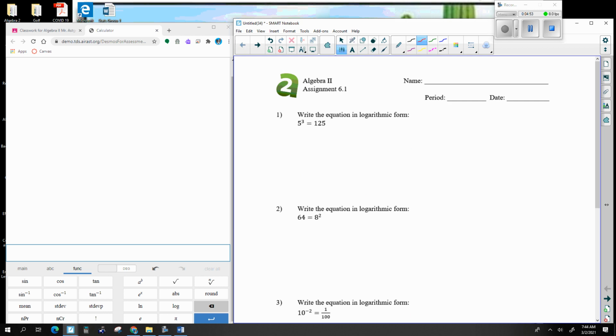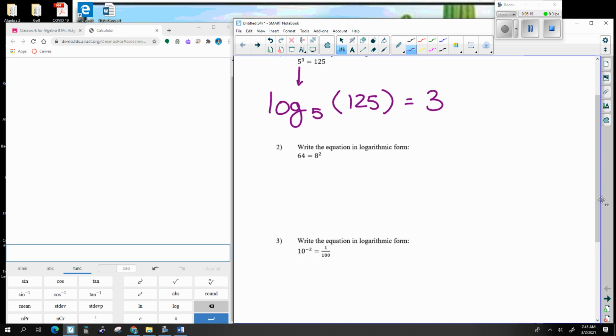So let's get going. They want us to begin by writing the equation in logarithmic form. So you write these as logs. The base is 5. Everything switches sides. So the 125 goes left and the 3 goes right. Here we have the base number being 8, so that's log base 8. Everything switches sides. The 64 comes over and the 2 moves as well.